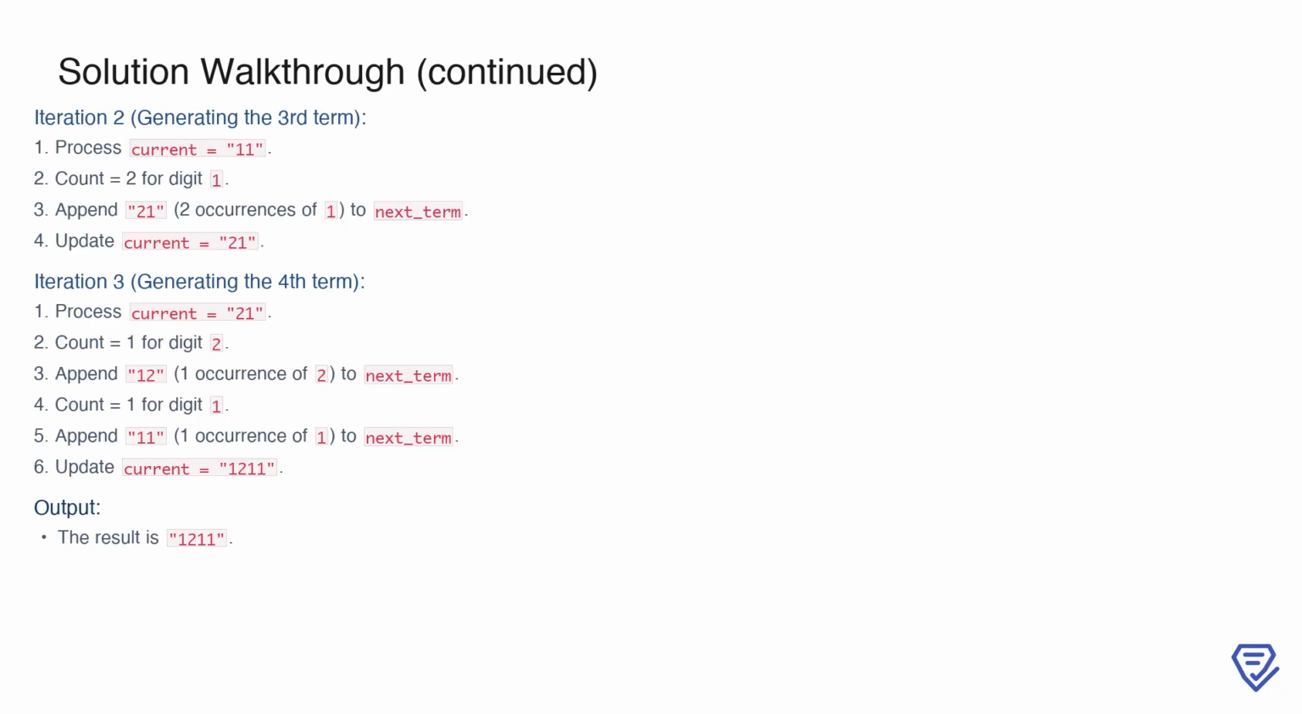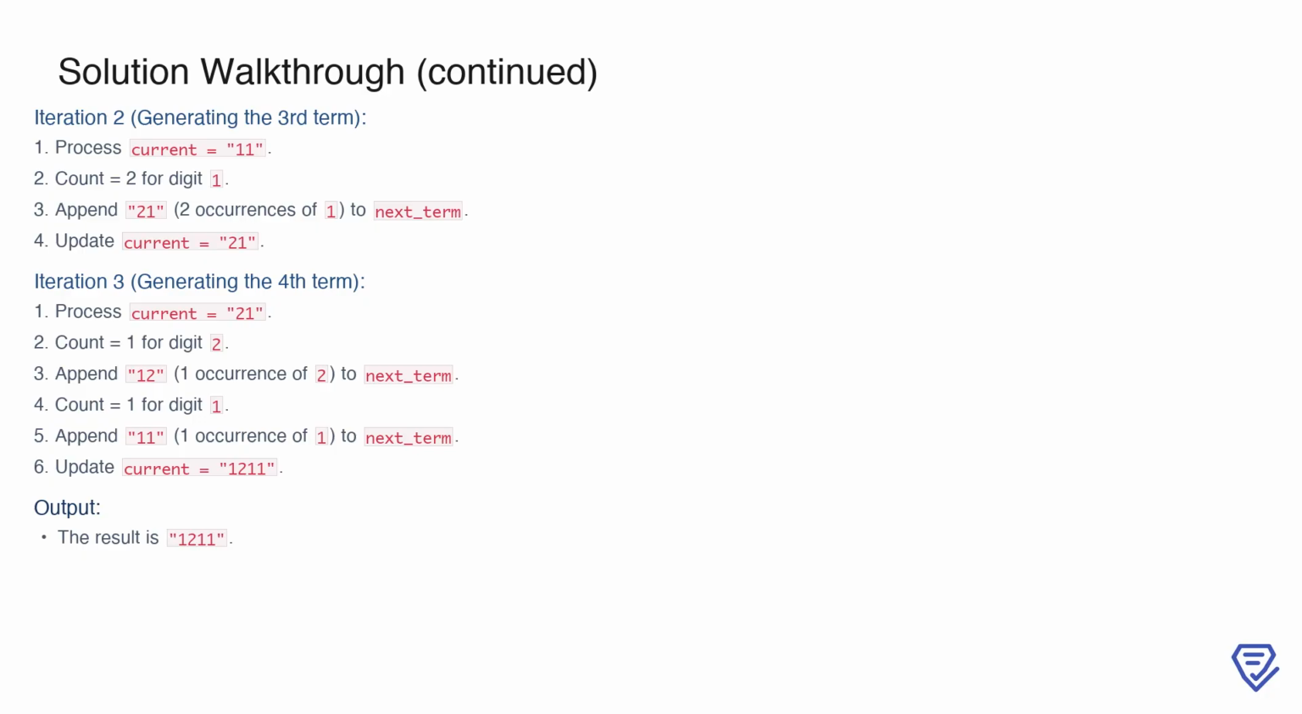To generate the third term, we process the current string, 11. Here, we count 2 consecutive occurrences of the digit 1, so we append 21 to the next term. This updates the current string to 21, completing the second iteration.